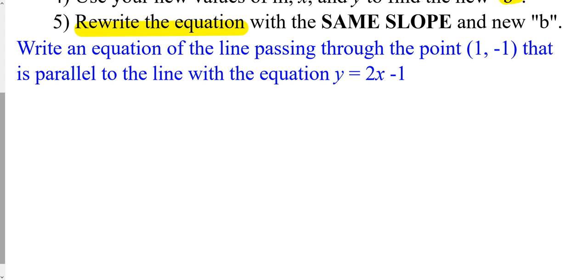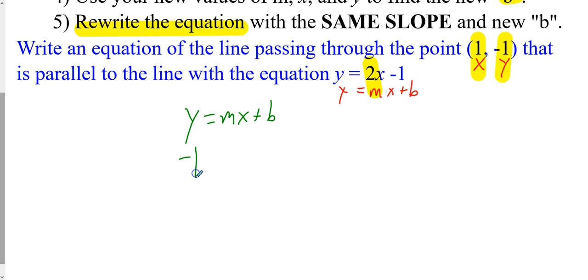Write the equation of the line passing through the point 1, negative 1. Remember that's an x, y point on our graph, and is parallel to the line with the equation y equals 2x minus 1. So this is in slope-intercept form, y equals mx plus b, so I can identify that my slope is 2. So now that I know my slope is 2, I'm going to plug in 2 for m, 1 for x, and negative 1 for y into my new equation. So y equals mx plus b.